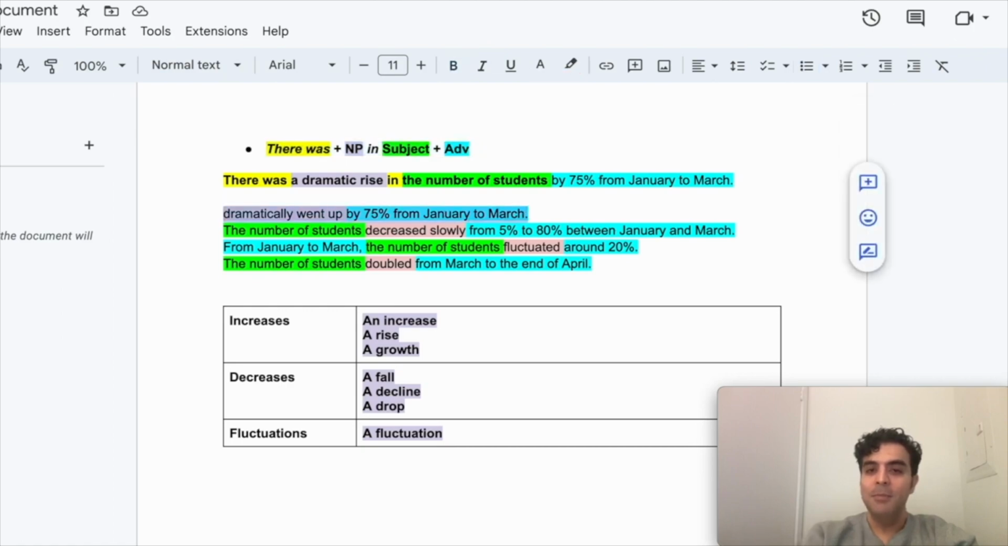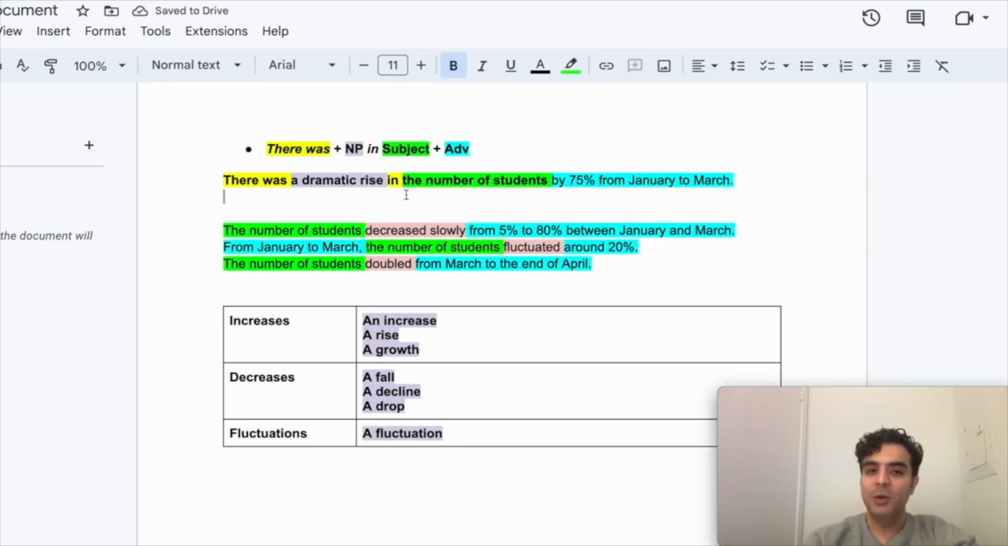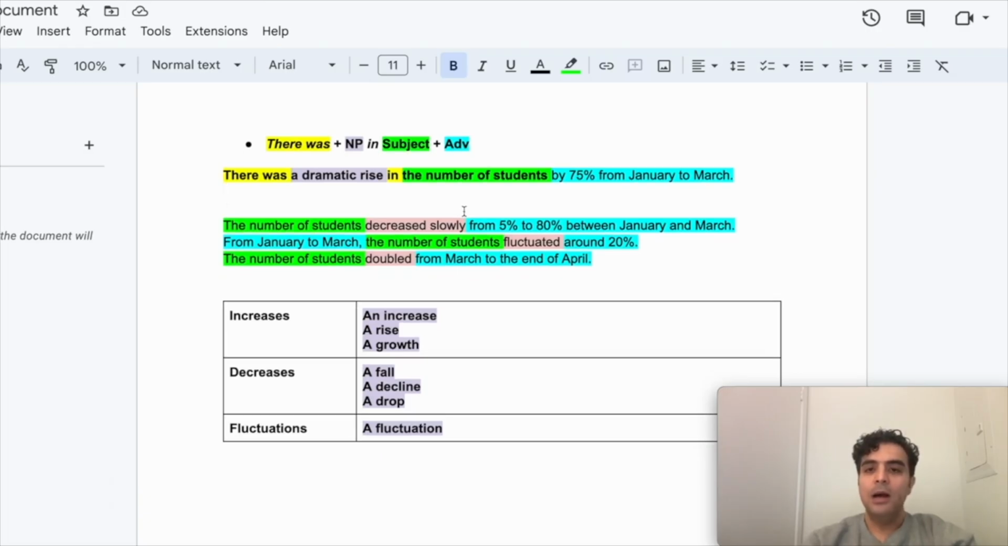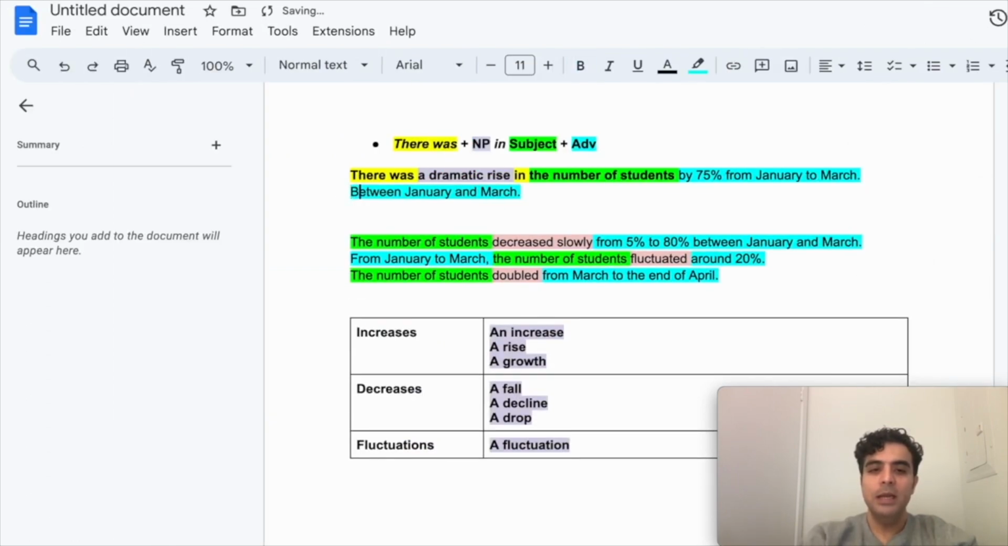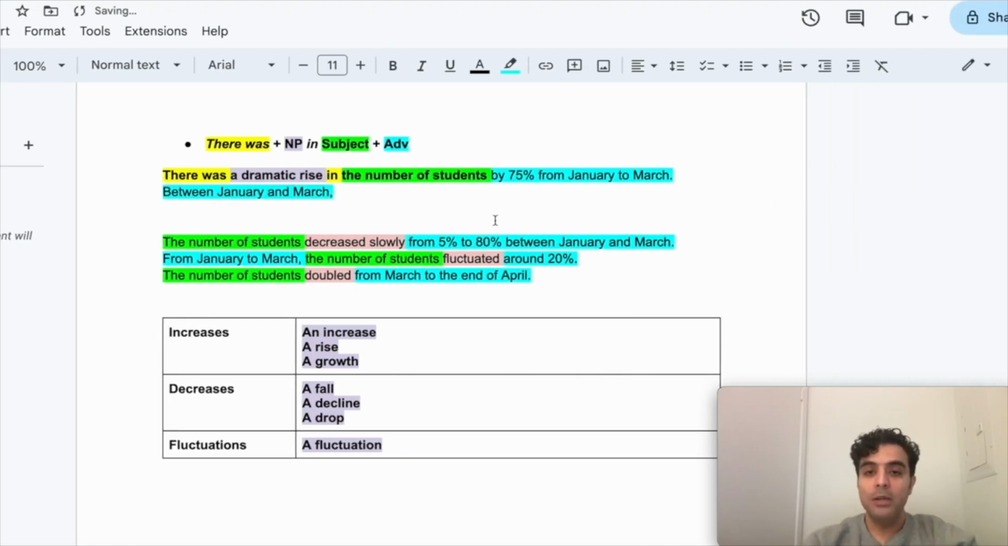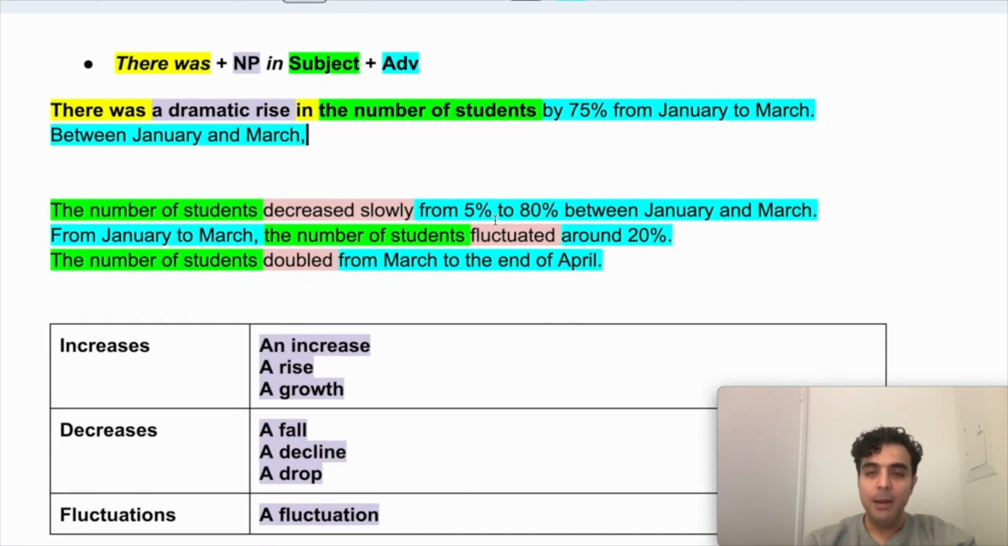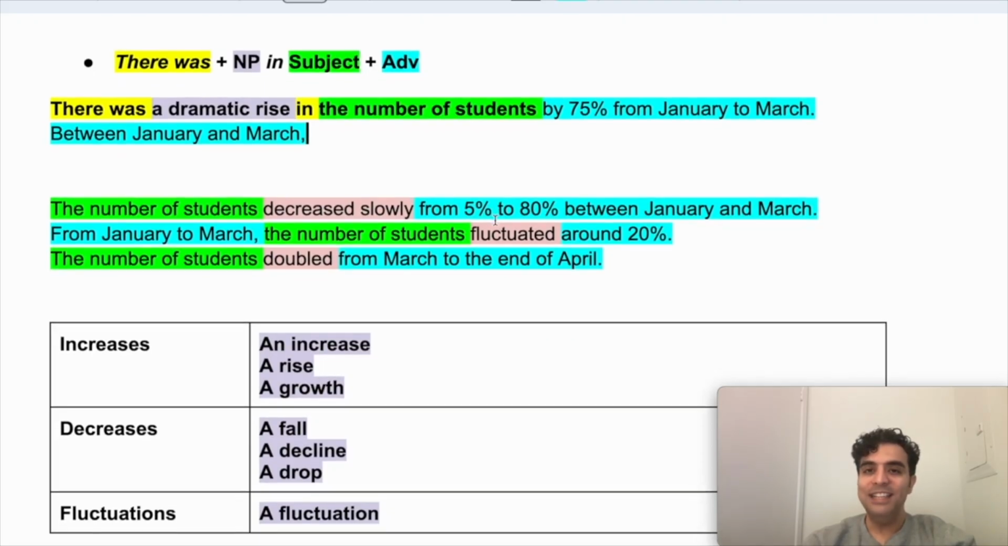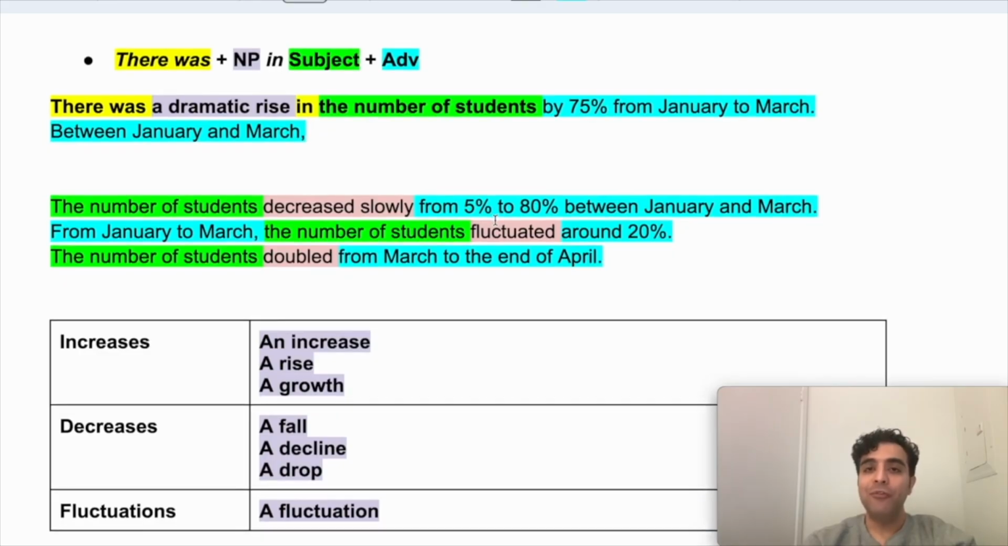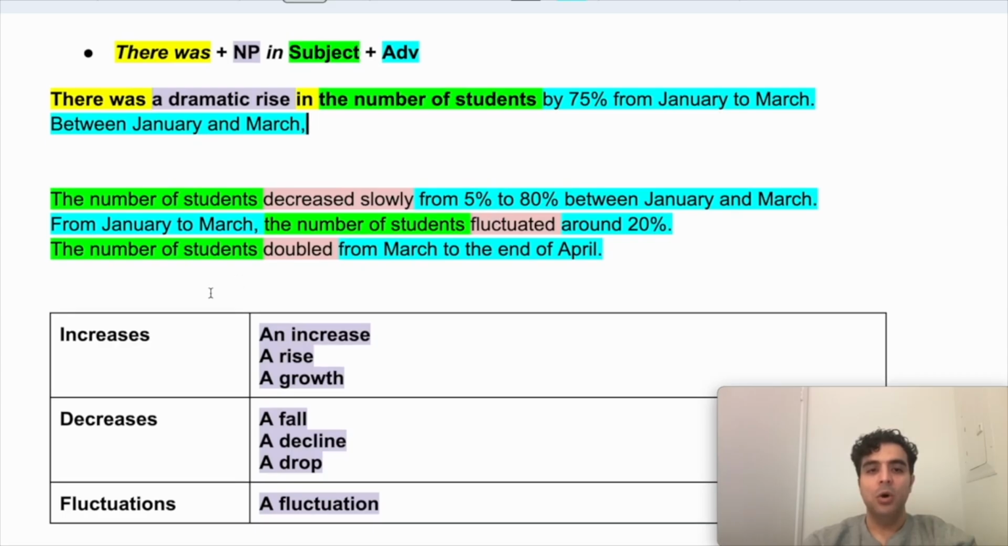Now, bear with me. I'm going to basically rewrite all of these. The second sentence was the number of students decreased slowly from 5% to 80% between January and March. You know what? I'm feeling adventurous today, so I'm going to create more variety. So what can I do? Well, I'll start with this adverb. My sentence will begin with between January and March. Now, very important tip here. Whenever you start with an adverb of time, like between January and March, you always need a comma. So there should be a comma after the initial adverb.